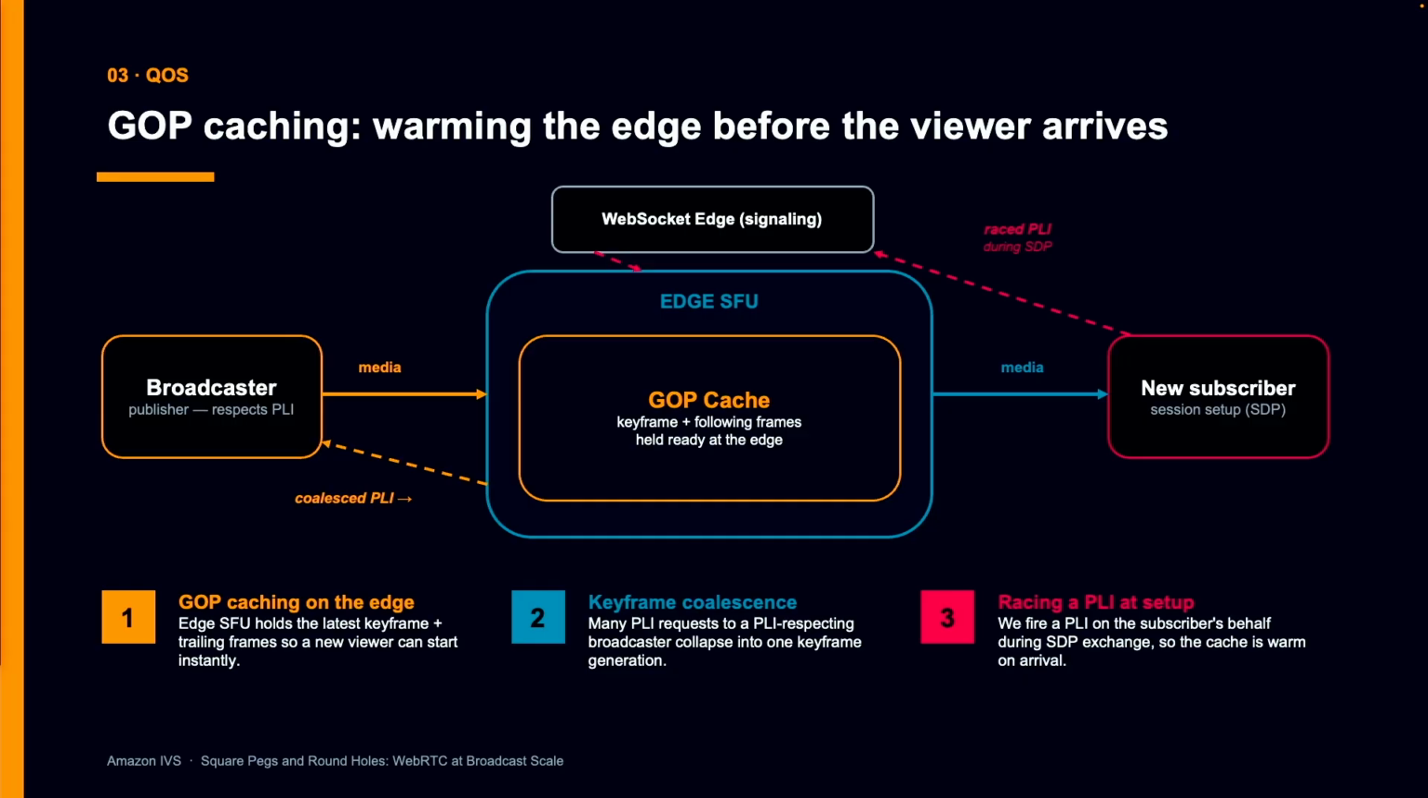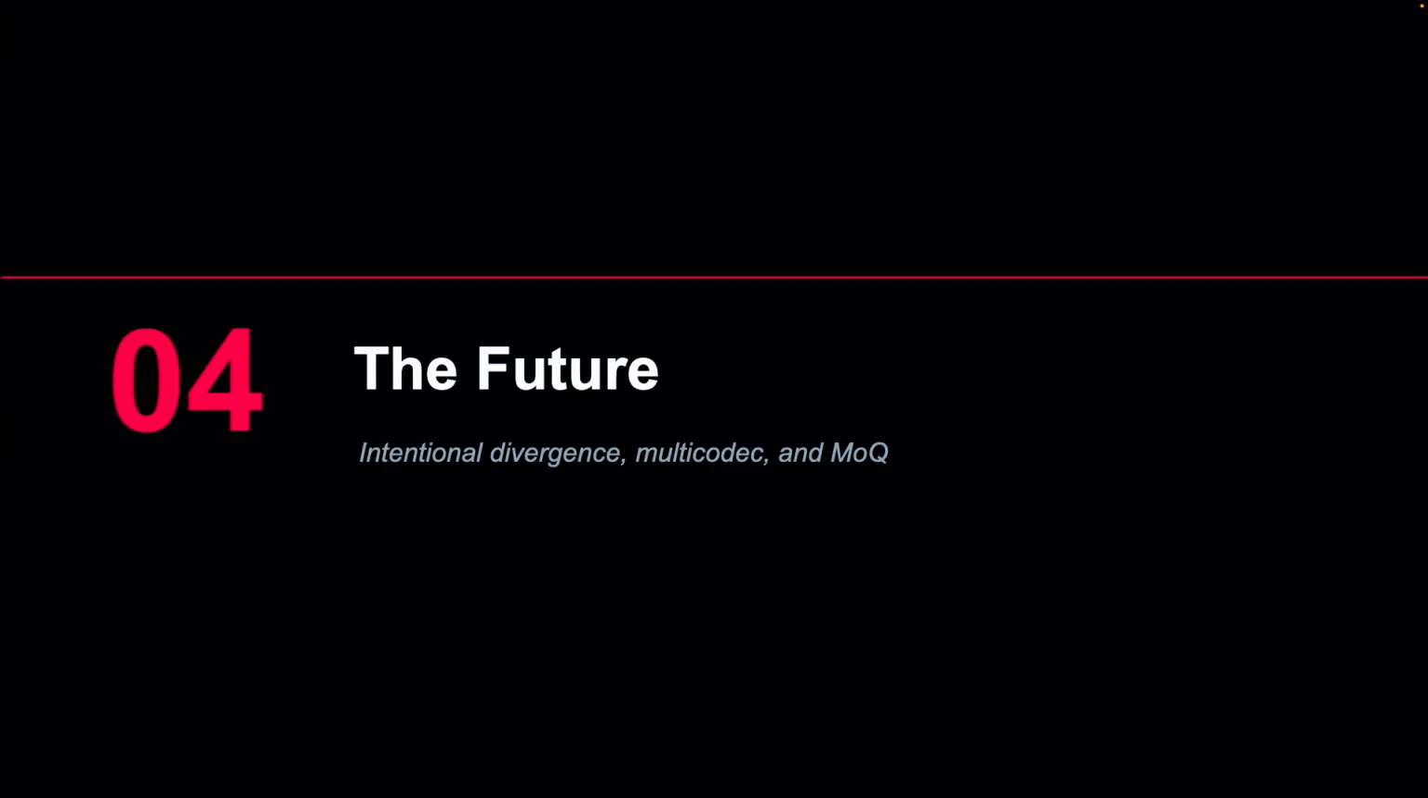To start viewing video, you need a keyframe. And so we're doing a lot of caching at the edge of the latest GOP. The cache is always warm. When a new user joins and it goes through that SDP negotiation for WebRTC, we kick off a PLI, which is like a message to the encoder to generate a new keyframe. We merge those all together if there's a bunch of viewers joining at the same time so that there's only one. And then that's kind of racing that negotiation to have a keyframe ready as soon as the viewer wants to start watching video.